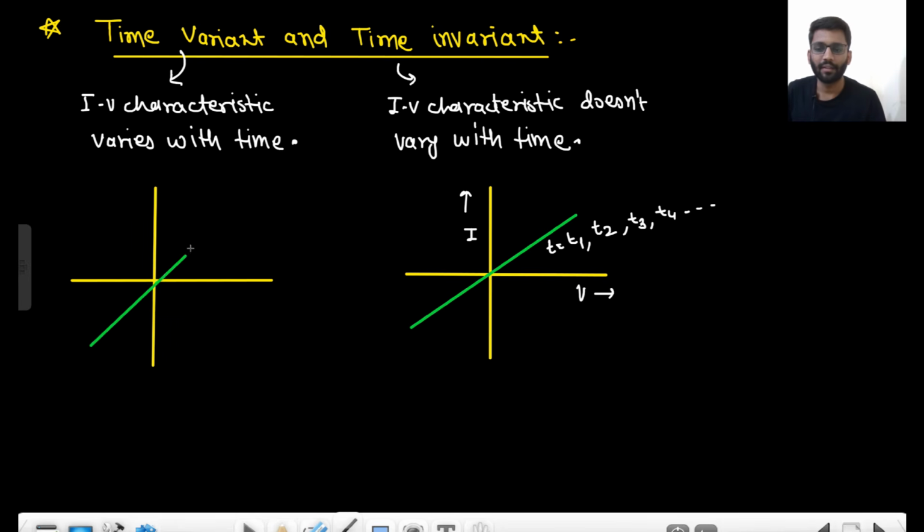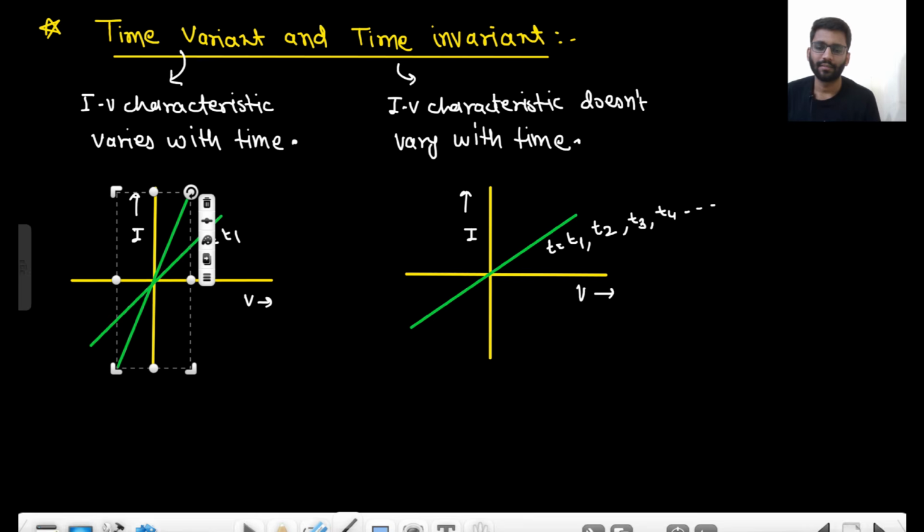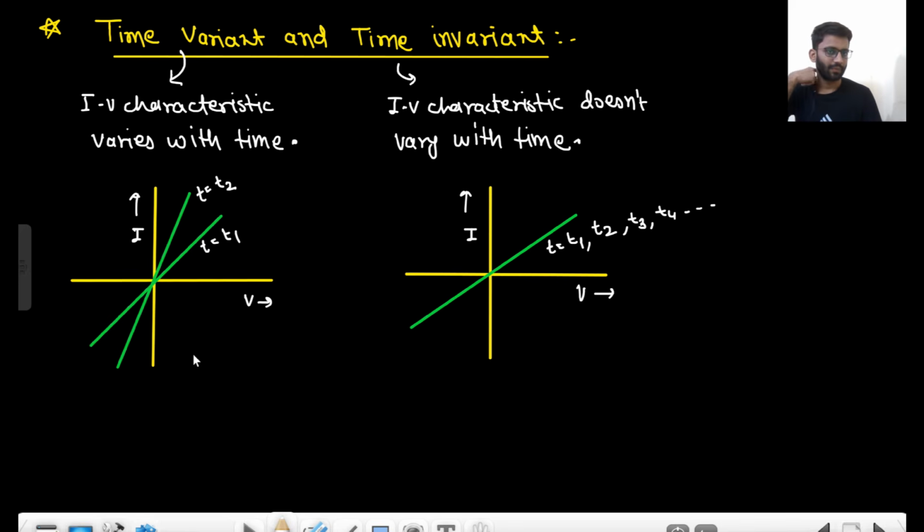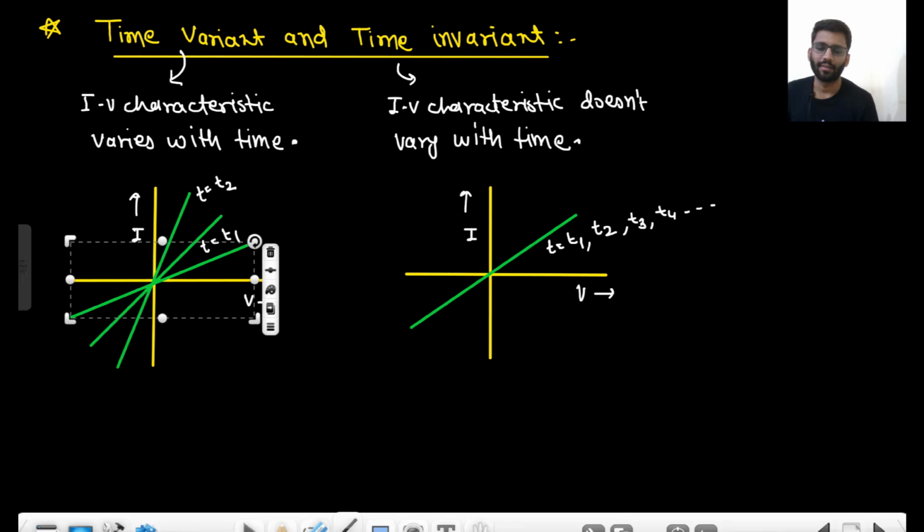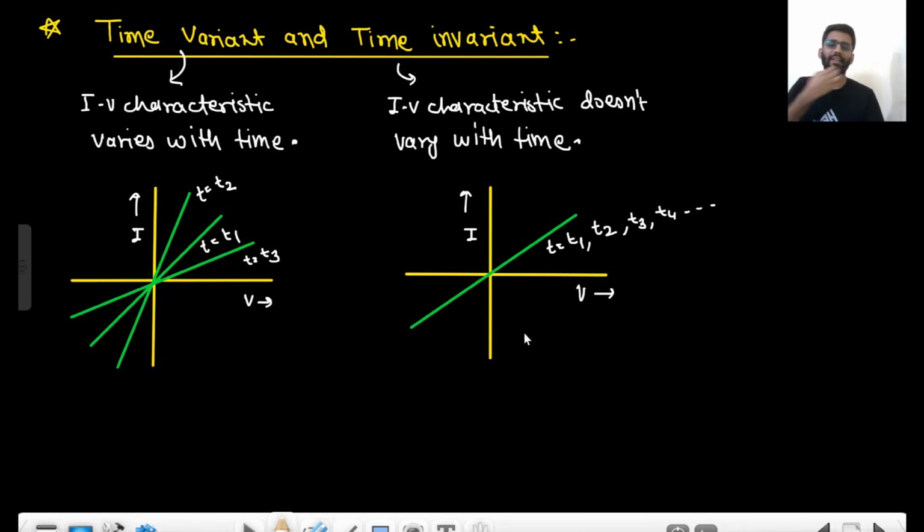What do you mean by time variant? You make a characteristic on some day. This is the IV characteristic. You make this characteristic at time t1. The next day you come, at time t2, and the characteristic looks like this. So for time t2 you get this characteristic, for time t1 you get this characteristic, and for time t3 you will get some other characteristic. So this is time variant and this is time invariant.